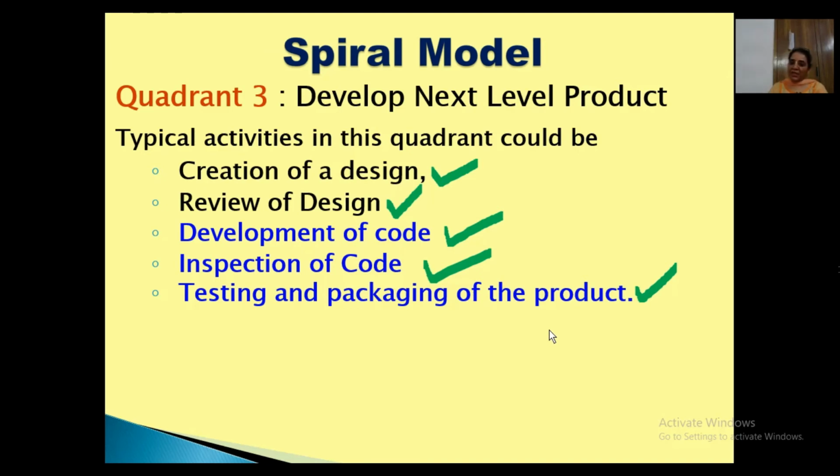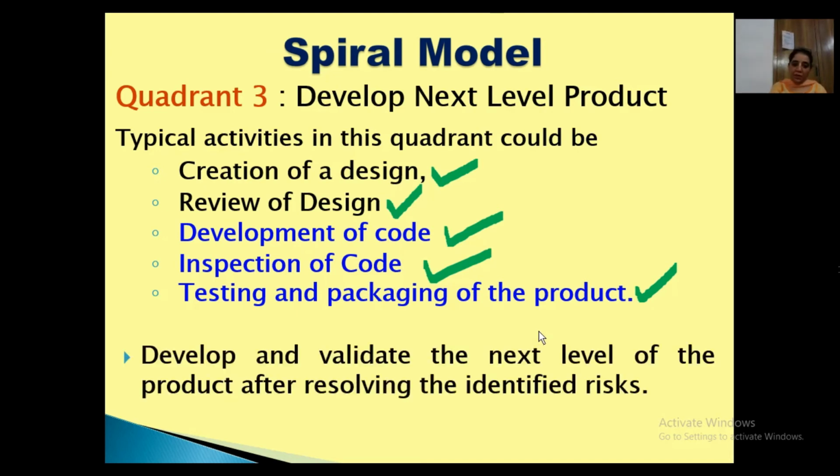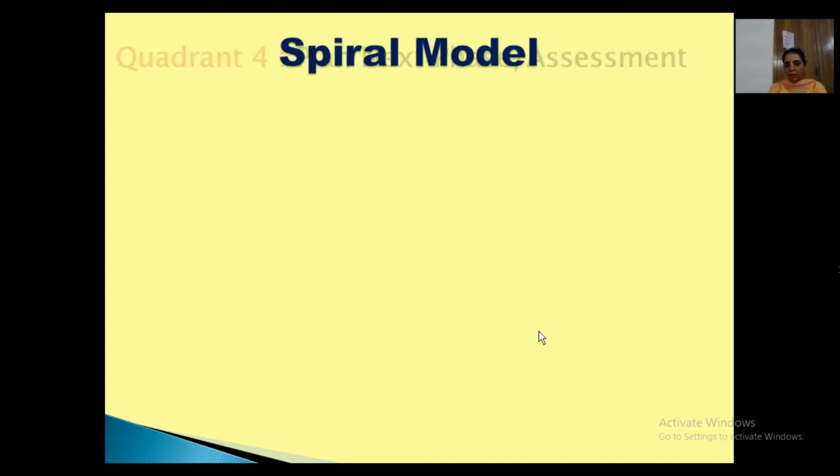You have design creation, review your design, develop the entire code, inspect the code for the errors and the bugs and the coordination with each other of the different modules. Testing and packaging of the product is done here only. Develop and validate the next level of the product after resolving the identified risks. Means now your risks are resolved, your product is packaged here. Further move forward if it is approved by the customer or not.